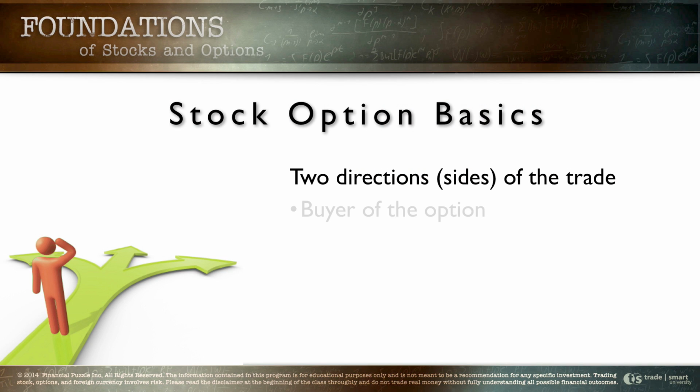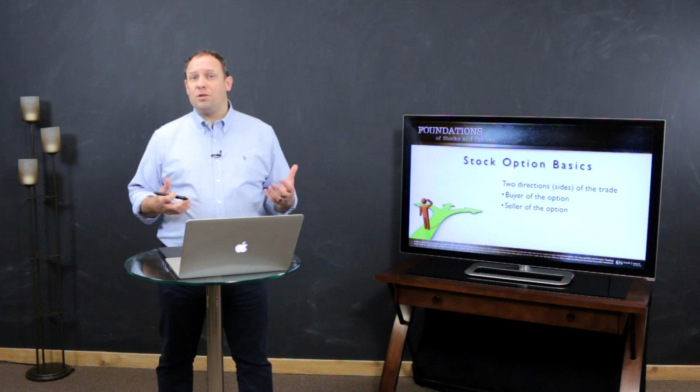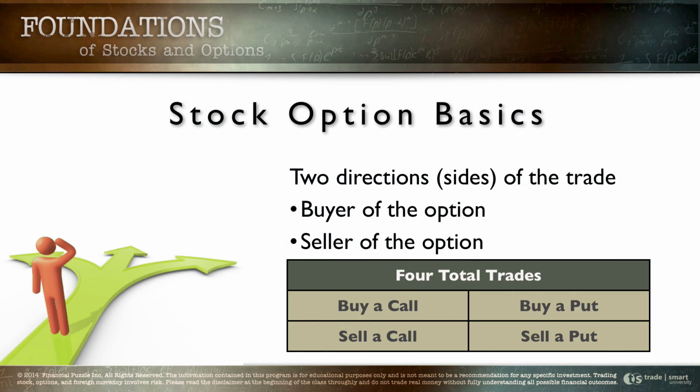Now let's go a step further. Not only do we have two types of options, but we've also got two directions or two sides of the trade. We can have the buyer or we can have the seller. If the buyer of the option is involved, they're buying the option, obviously, and then the seller is going to be selling the option. Now think about this. If we combine the two types of options, the calls and the puts, with the two sides of the trade, the buyer and the seller, this gives us a total of 4 trades. You can buy a call, you can sell a call. We can buy a put, and we can sell a put. Here's what you need to understand. These 4 trades make up everything in the world of stock options.